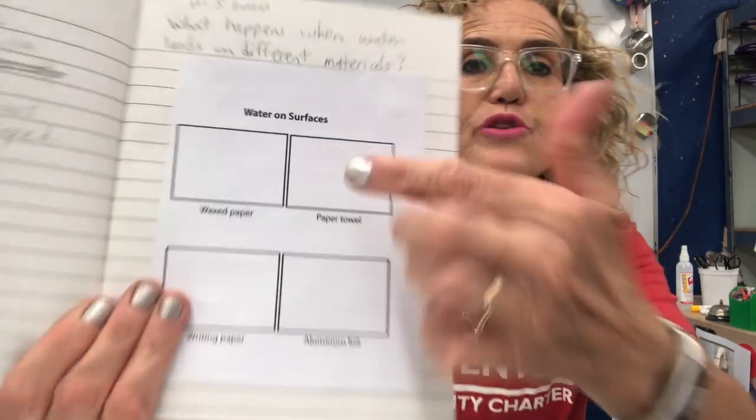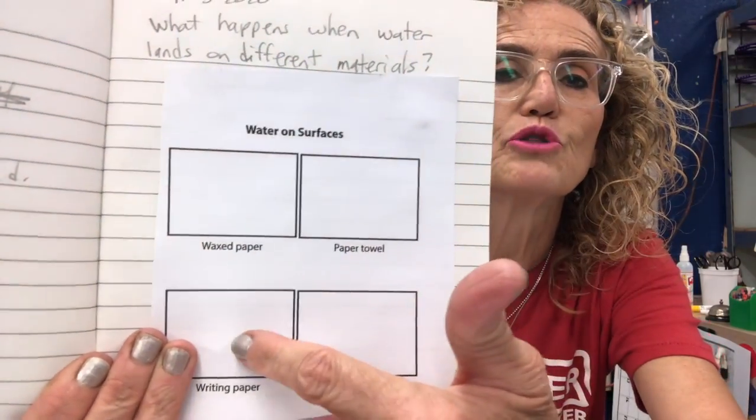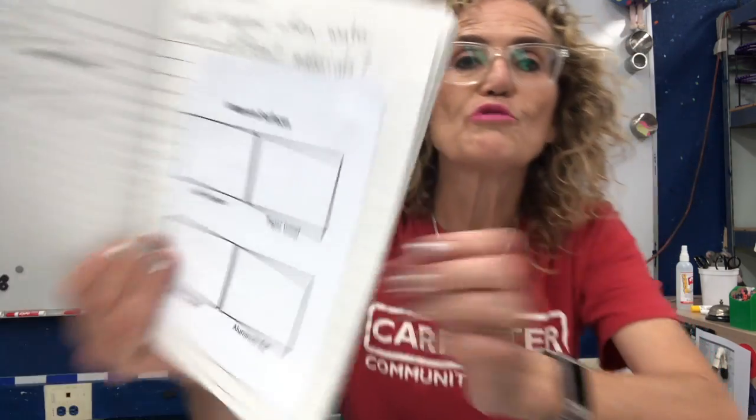So I want you to make sure that you have drawn a picture in each of those boxes so that you show me what the paper did on each one. On the wax paper, how did the water look? It made a bead, right? It was like a little bubble almost.